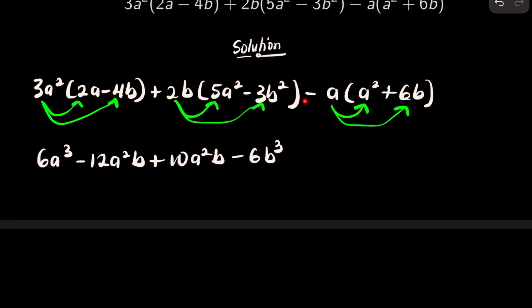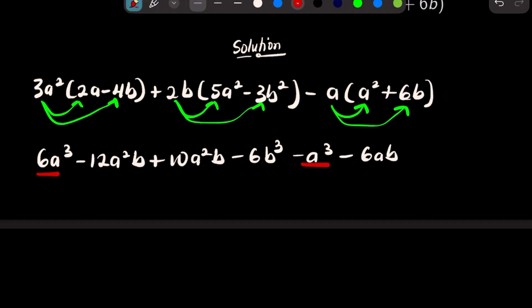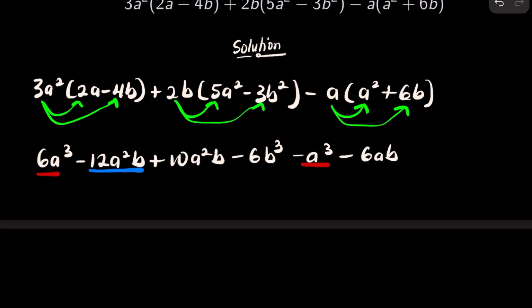And likewise, minus a times a squared is going to be minus a cubed. And also minus a multiplying 6b will be equal to minus 6ab. Our next step is to group like terms, right? So here we have a cubed, we also have a cubed, so these two are like terms. And also here we have a squared b, and we also have a squared b, and so these two are like terms.